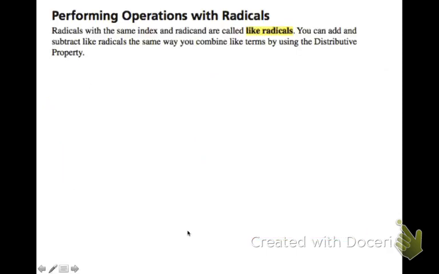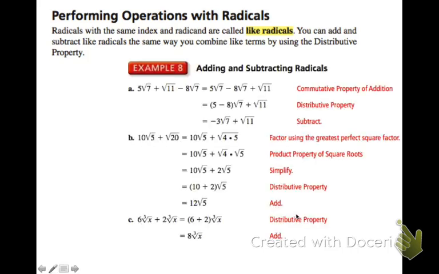Okay, the next big idea is just performing operations. So when you want to add or subtract, you can only do so if they are like radicals. They have to have the same index. All right, so you can add and subtract like radicals the same way you combine like terms.